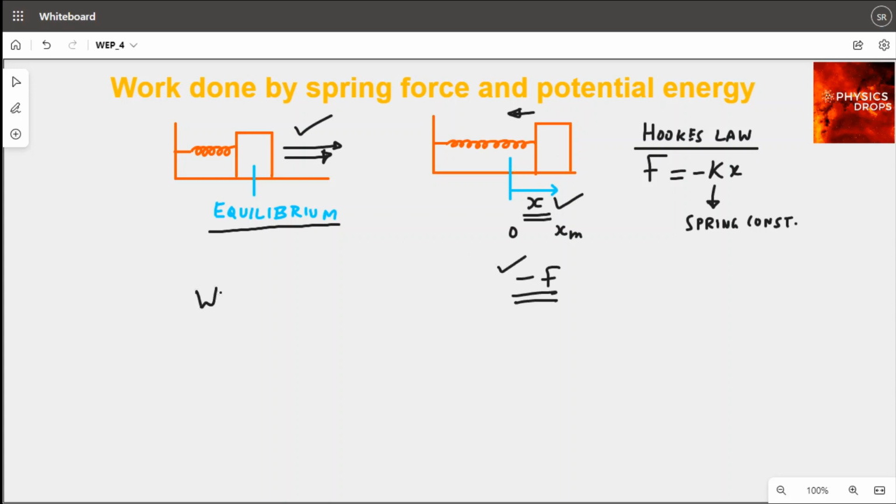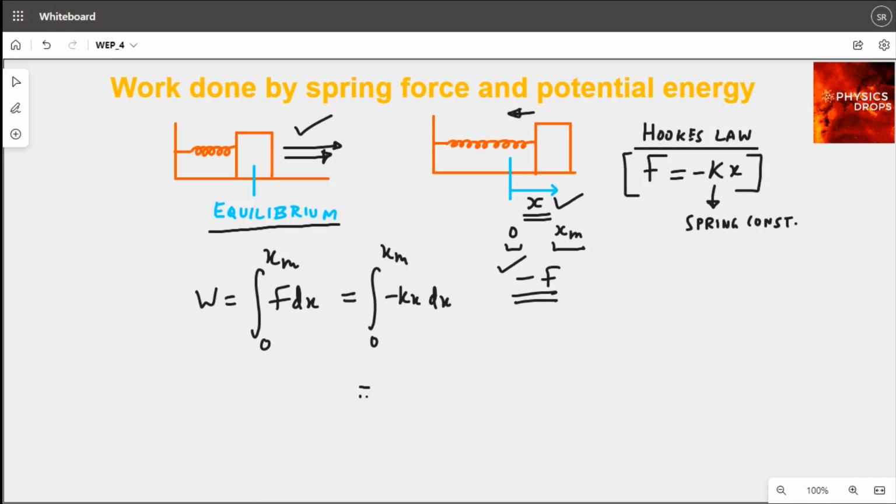Work done can be calculated by integrating f dx from the start to the final position. The initial position is 0 and the final position, let's say, is displaced by xm. The mass is displaced by a distance xm. Then we take f dx for a small displacement, and we can integrate it from 0 all the way to the position xm. According to Hooke's law, f is given by minus kx, where k is the spring constant, and it's negative because it's opposite to the direction of displacement. So we replace f here by negative kx dx.